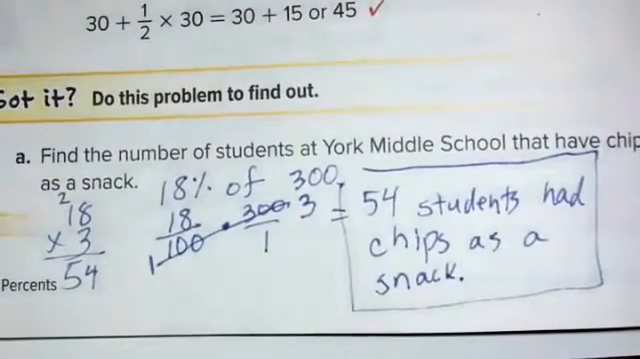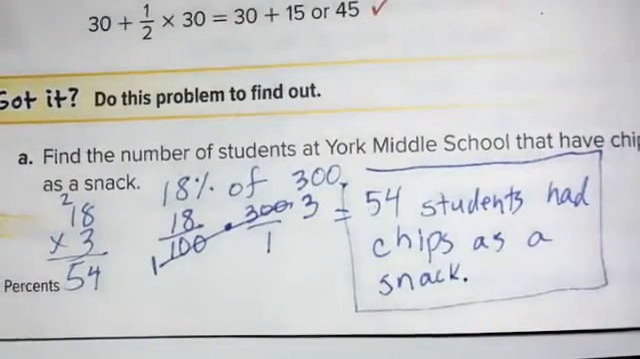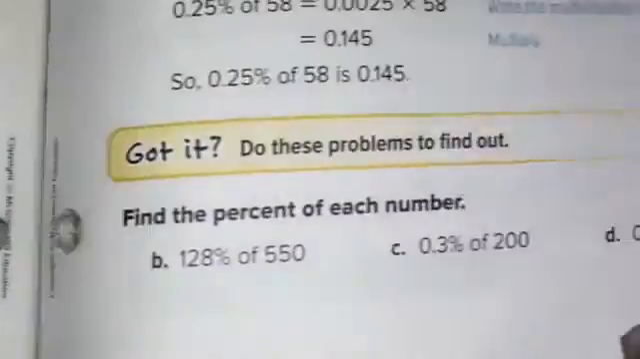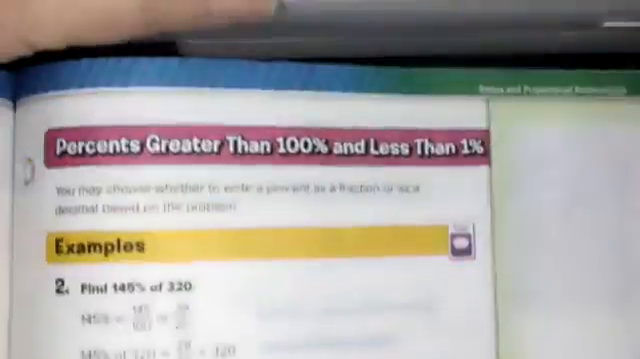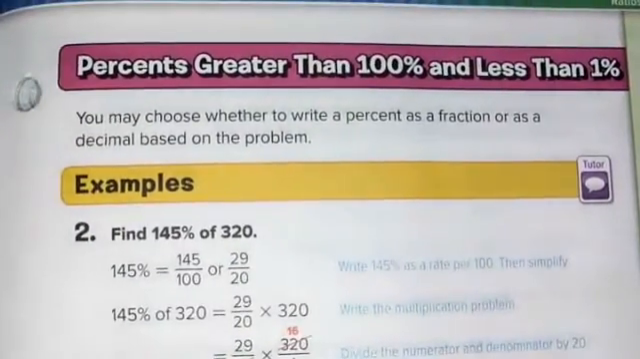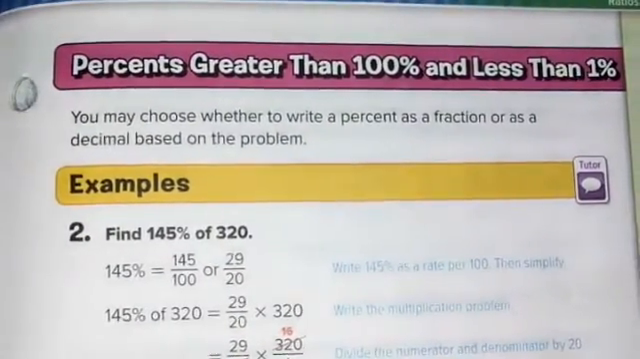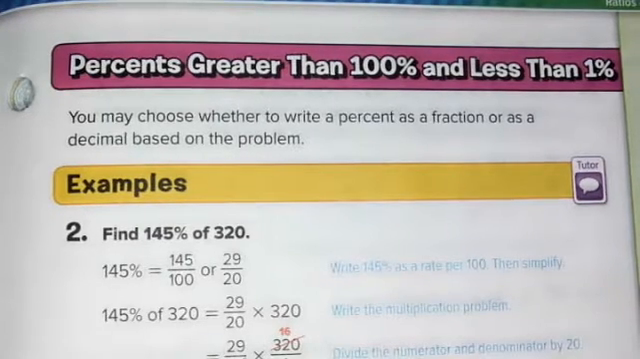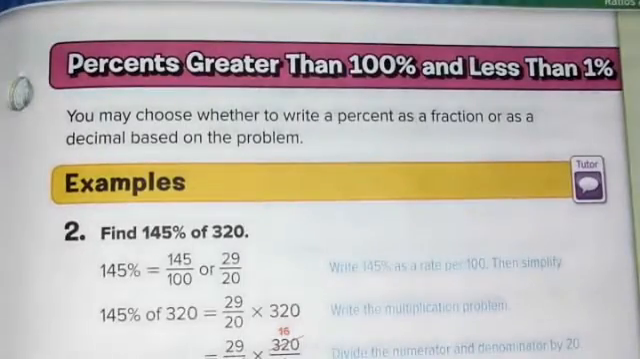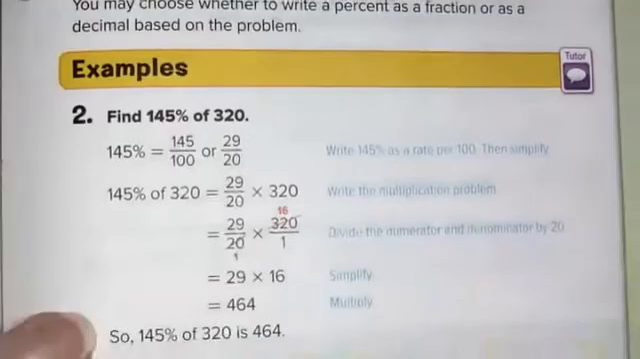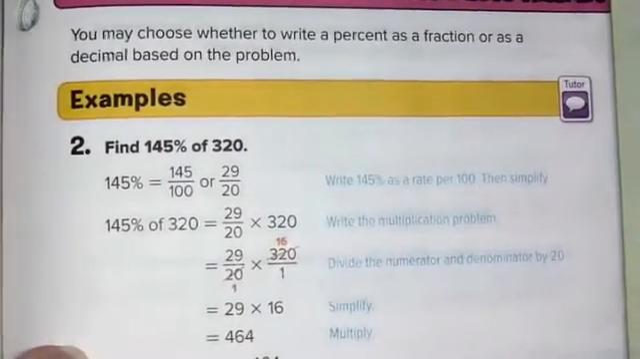Okay, and then moving right on over to page 149. We'll continue to do the same type of problem, except now we'll make our percentages just a little bit more difficult. We'll look at percents greater than 100% and percents less than 1%. Still, you may choose whether to write the percent as a fraction or as a decimal based on your preference and what the problem looks like. So number 2, we are asked to find 145% of 320.